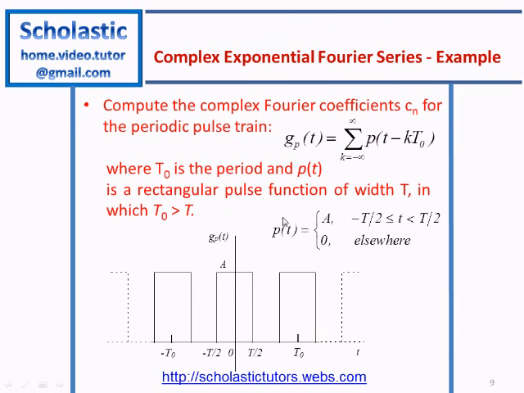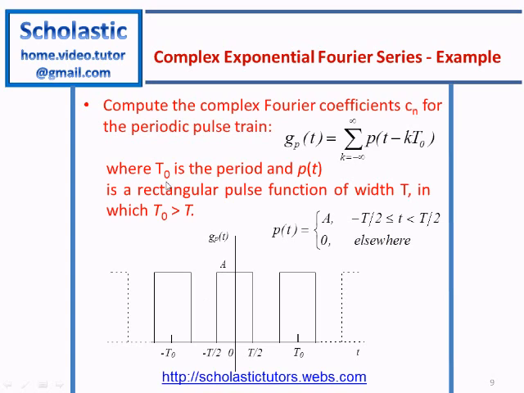Okay, let's see an example in which we are going to compute the complex Fourier coefficient Cn for the periodic pulse train g(t), the summation over k from minus infinity to plus infinity of p(t minus kT0). Basically, it's a pulse train like this. p(t) is one of these pulses, defined by this function here. p(t) is equal to A whenever t is between minus T/2 and plus T/2. In between minus T/2 and plus T/2, p(t) has a value A, otherwise its value is 0.